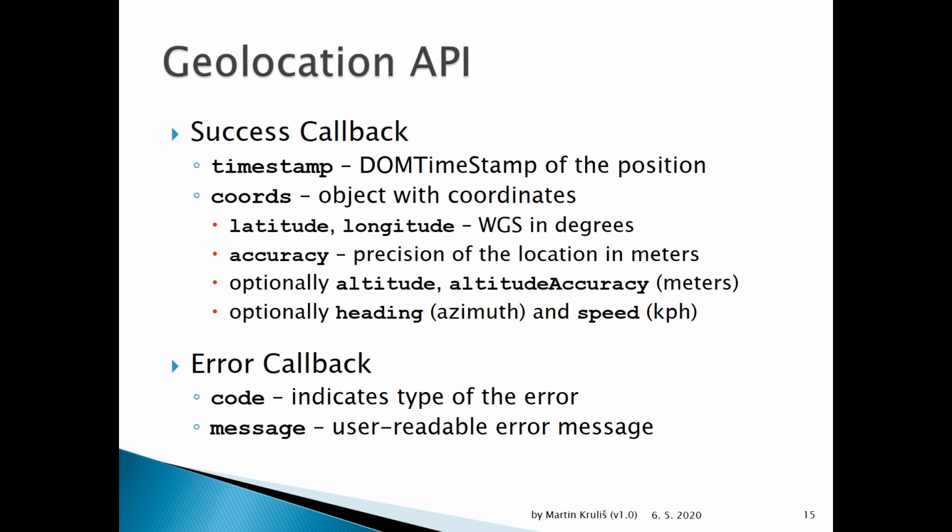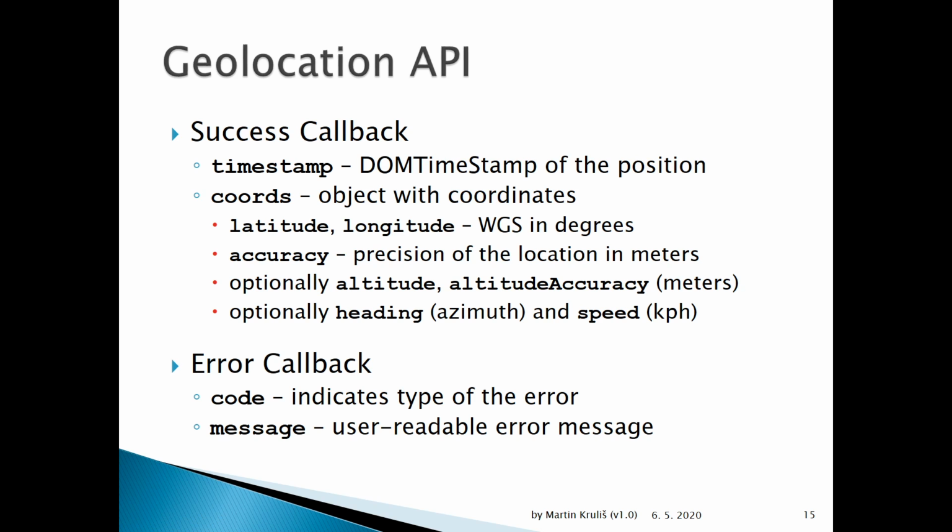The success callback will return an object with the following properties. Besides the timestamp, of course, the most important are the coordinates. The coordinates are returned as two doubles, latitude and longitude, in the WGS coordinate system. So you will basically get the world position in these two numbers. Also, it will give you accuracy in meters, so how sure the system is about your position.